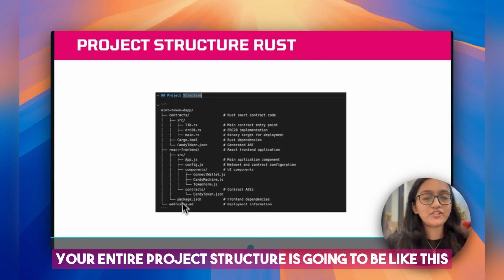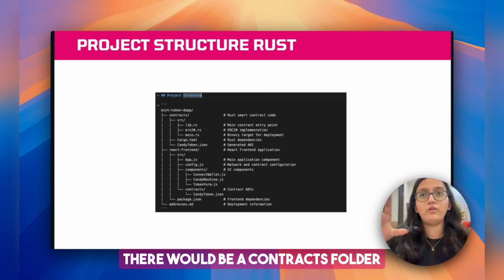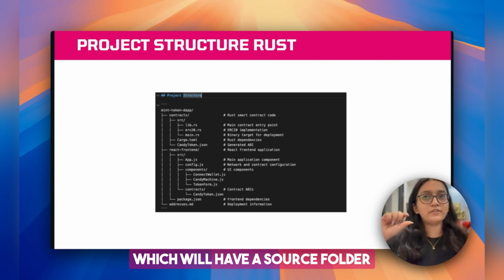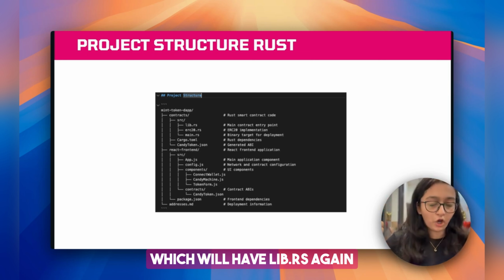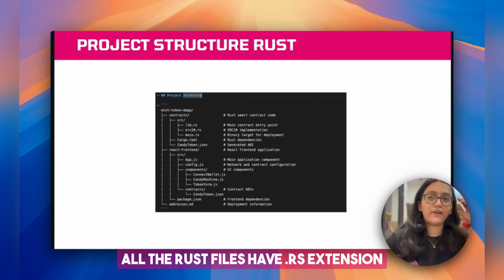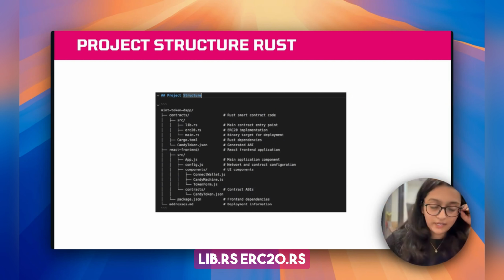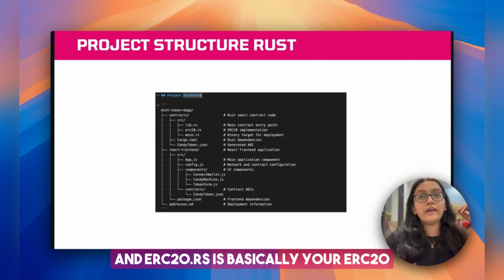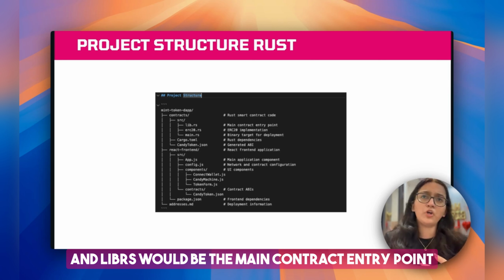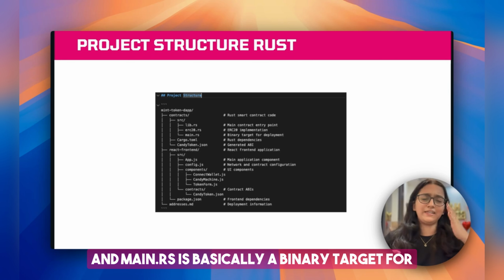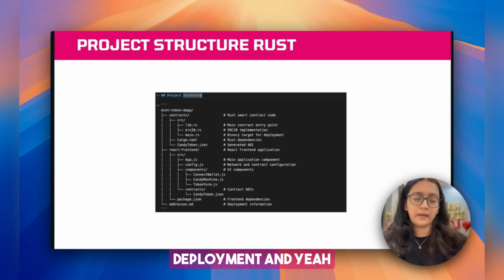So your entire project structure is going to be like this. There would be a contracts folder, which will have a source folder, which will have lib.rs. Again, all the Rust files have .rs extension, lib.rs, ERC20.rs, and main.rs. And ERC20.rs is basically your ERC20 contract implementation. And lib.rs would be the main contract entry point. And main.rs is basically a binary target for deployment.